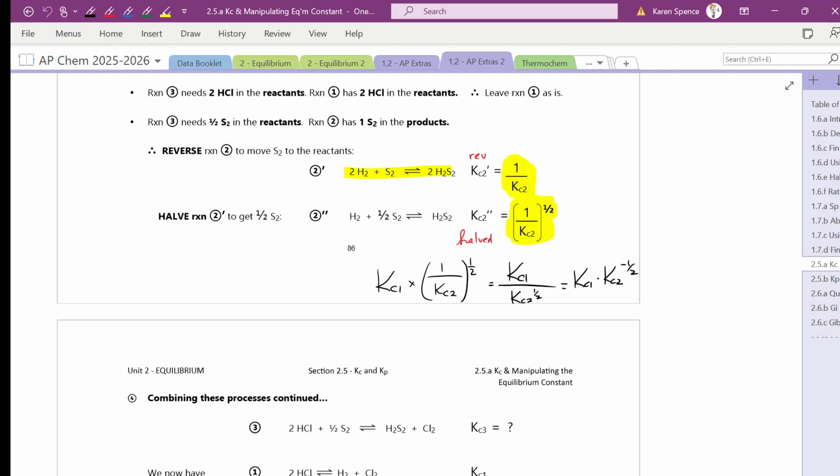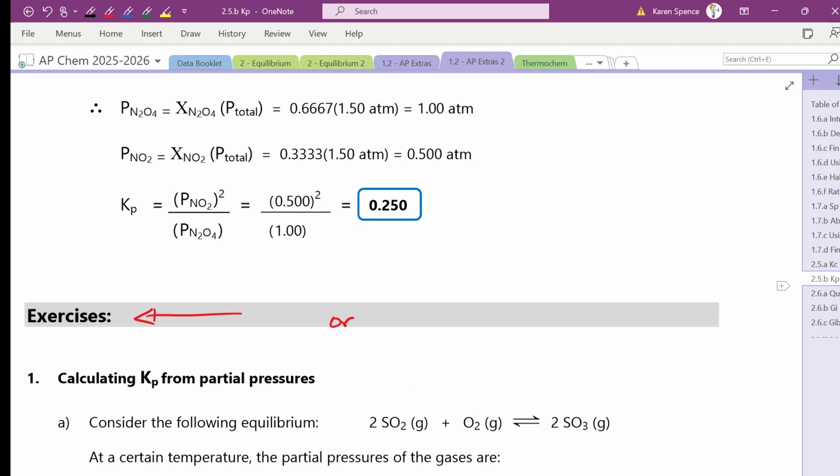KP is not in the curriculum. No, it is AP only. KP is AP only. It's just those two from the previous one that were in there, just manipulating K, EQ.